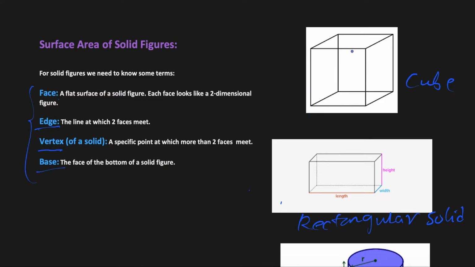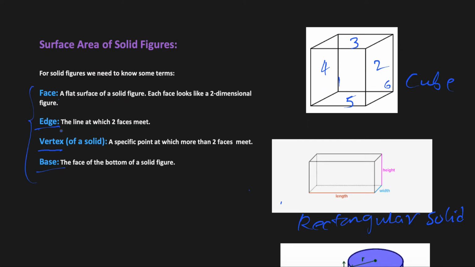If you look at each face, it looks more like a two-dimensional figure. So this is one face, the front face, and then the back is 2, on top is 3, on the side is 4, this bottom is 5, and then on this side is 6. So these are all the faces.